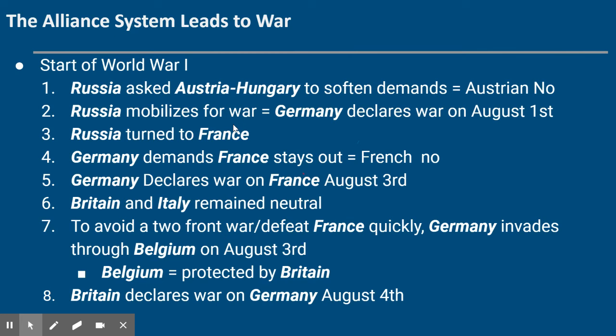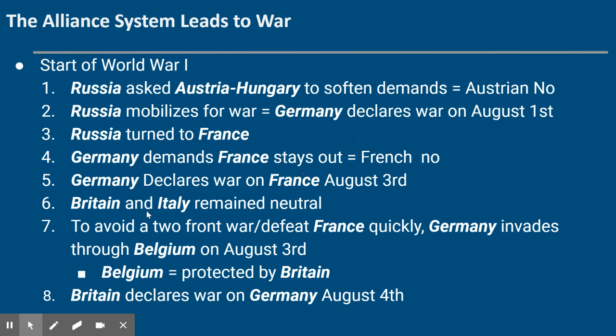And Germany, who had told Austria-Hungary they would support them no matter what, gave them a blank check, declares war on Russia preemptively. They believe that the Russians were going to enter the war no matter what, so they just attack the Russians. Russia turns to France because they're allies to try and get the Germans to calm down. Germany then demands that the French stay out of the war. The French say no, and then Germany declares war on France on August 3rd.